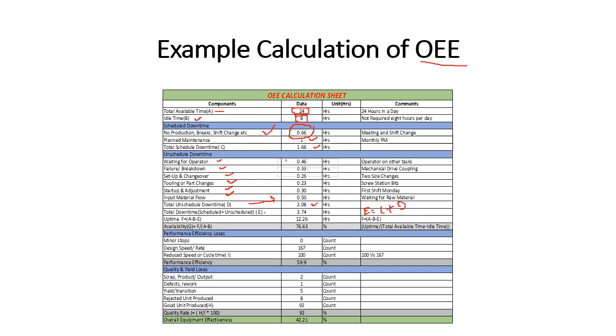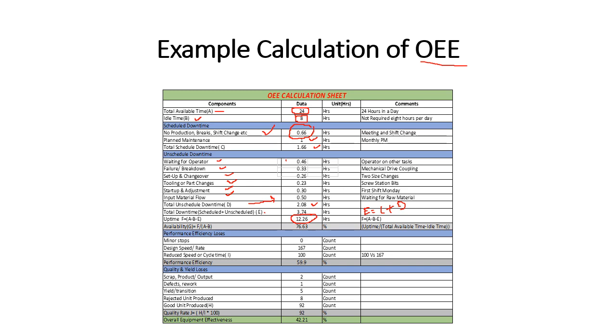Okay. Then what is the uptime? Uptime is total available time minus the idle time minus the total downtime. This is the uptime. This is the time when the machine is actually live. Machine is actually on. Machine is actually doing the production. So uptime is 12.26 hours.